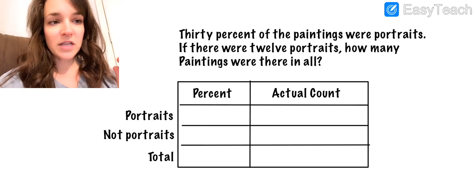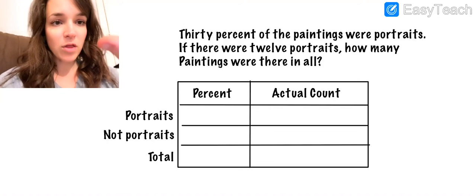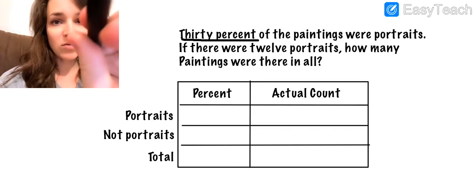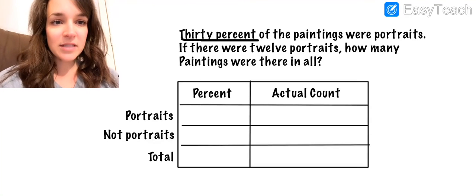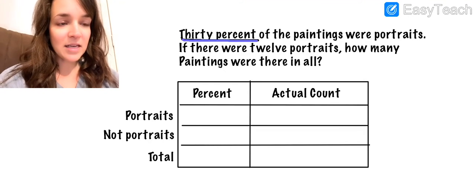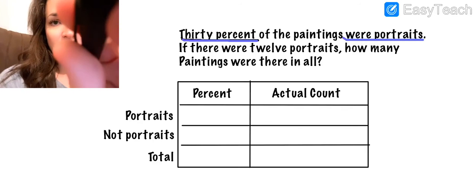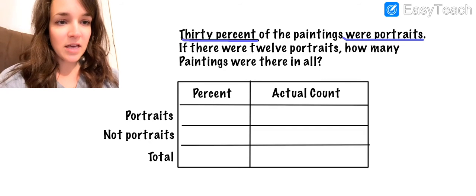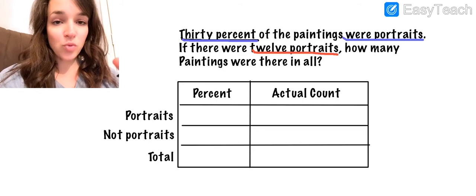It says 30% of the paintings were portraits. If there were 12 portraits, how many paintings were there in all? Okay, so we know that we can take our key information out of that. We know that 30% of the paintings were portraits, okay? So then we see that piece of information. Then we see, if there were 12 portraits, how many paintings were there in all?